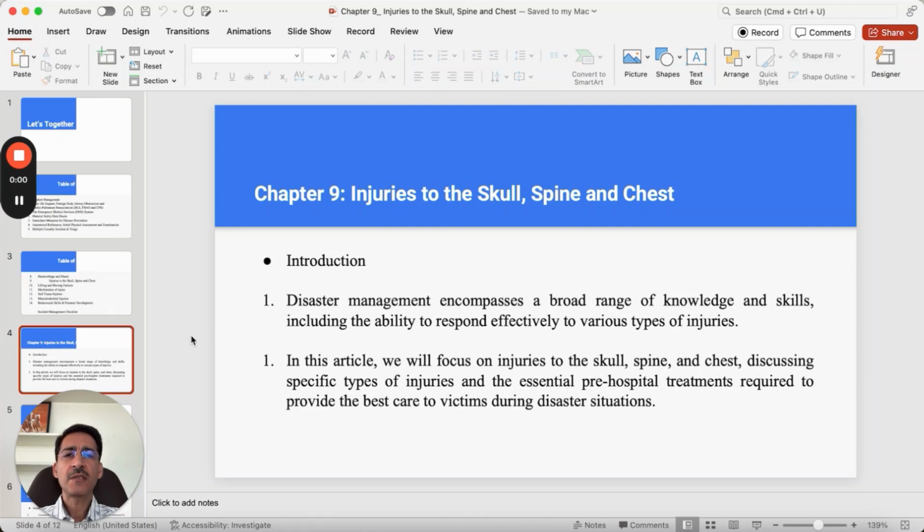Injuries to the skull, spine, and chest. Disaster management encompasses a broad range of knowledge and skills, including the ability to respond effectively to various types of injuries. In this article, we will focus on injuries to the skull, spine, and chest, discussing specific types of injuries and the essential pre-hospital treatments required to provide the best care to victims during the disaster situation.